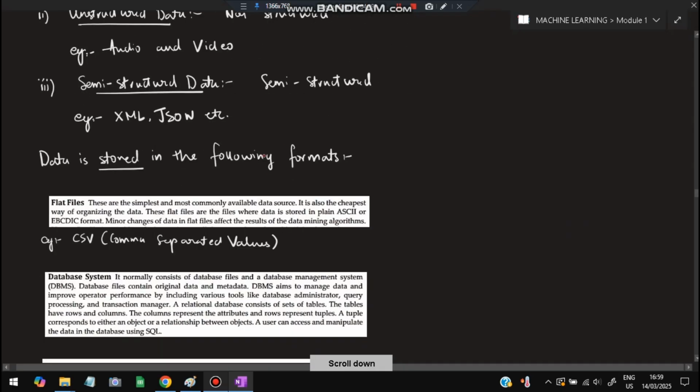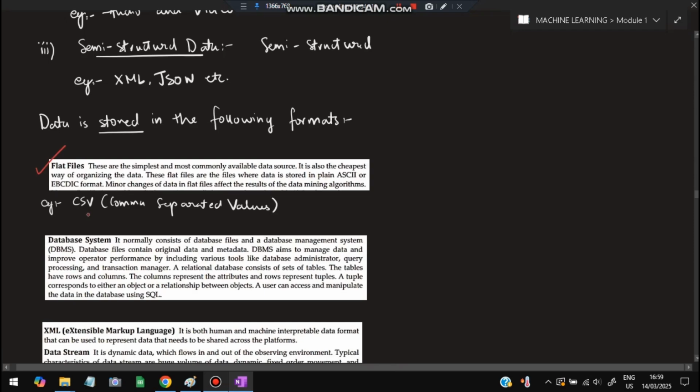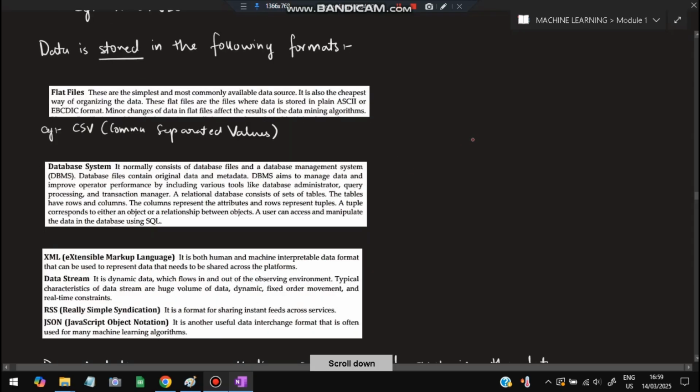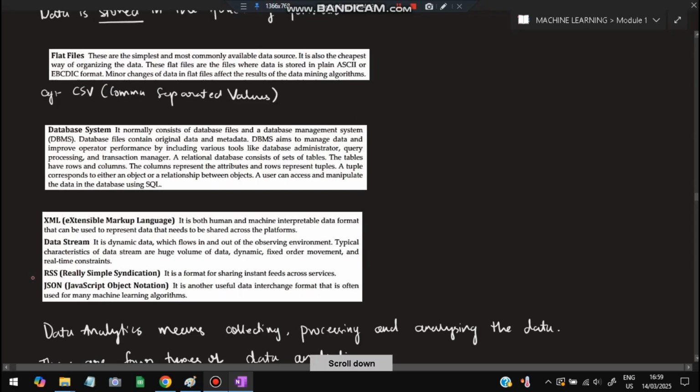And where do we store the data? We can store the data as flat files like CSV. CSV means comma separated values, where the words will be comma separated. This is called a flat file. Next is the database. You can store in a database like SQL. And third is XML, the extensible markup language. Using XML, we'll be storing the data in the XML format.